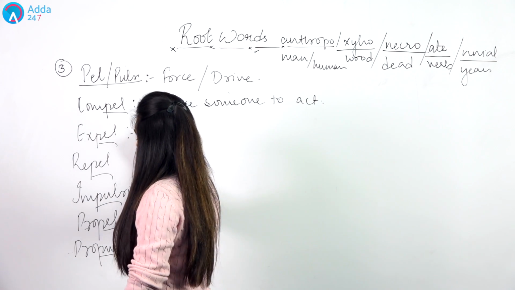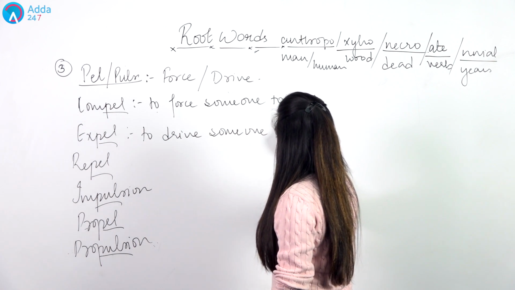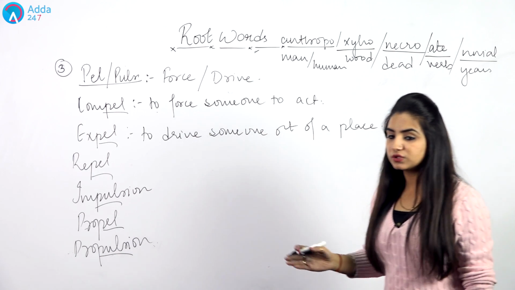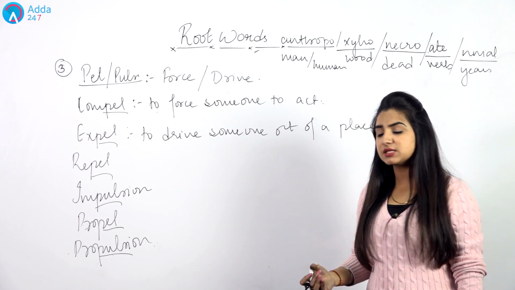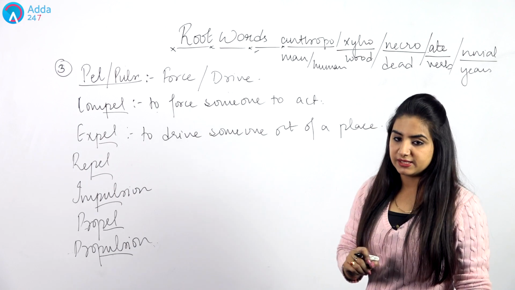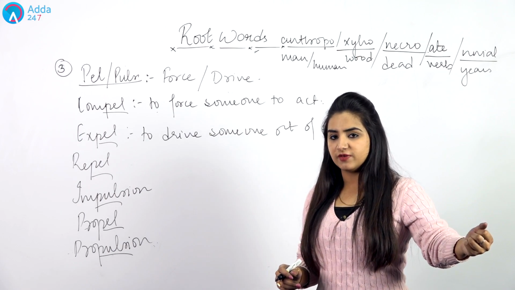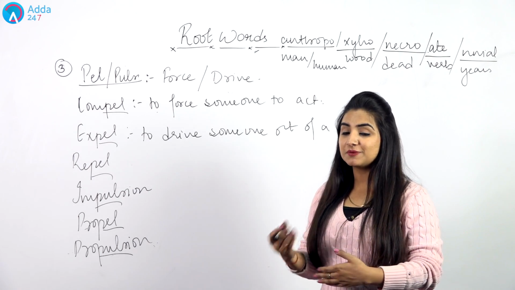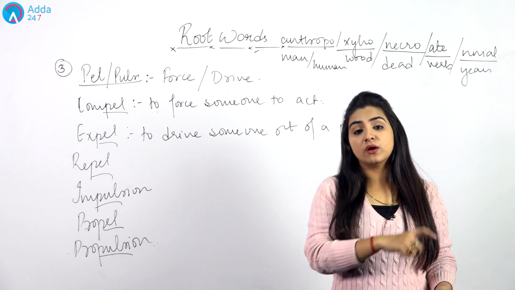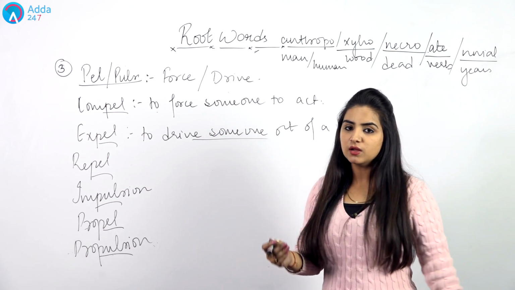Next is expel. Now expel means to drive someone out of a place. For example, this student has been expelled from his college. That means the college has driven him out of that college premises, of that place, right? So expel means when somebody forcefully takes somebody out of somewhere. For example, if you're going for clubbing, if you misbehave there, what happens? The bouncers just expel you out. That means with forcefulness, they drive you out of a place.